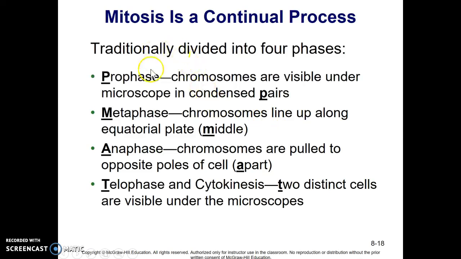So P stands for prophase. This is where the chromosomes are visible. They look like little X's under the microscope. They are in condensed pairs. See what I did there? P for prophase, P for pairs.